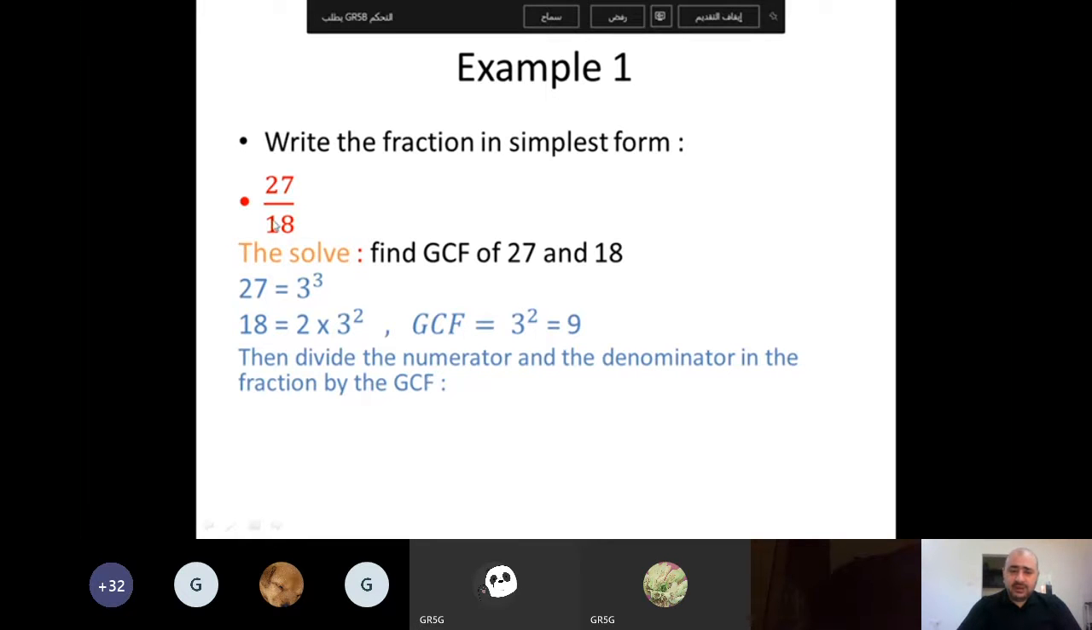Go back to the same fraction, 27 over 18. Then divide the numerator, 27 divided by 9, and the denominator, 18 divided by 9. 27 divided by 9 equals 3, and 18 divided by 9 equals 2. This form is the simplest form.